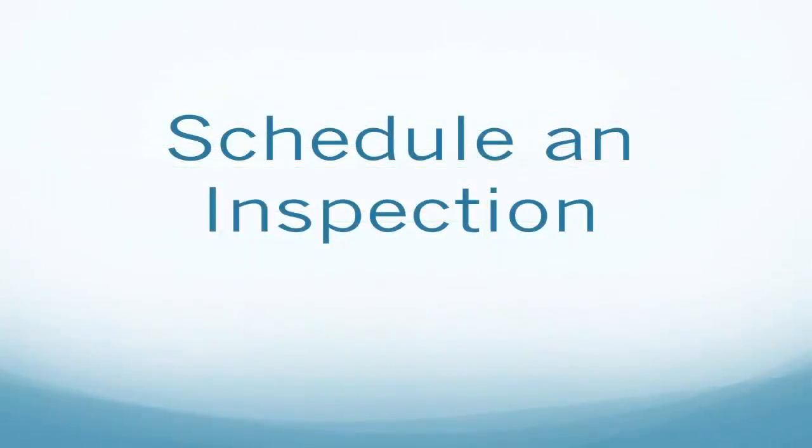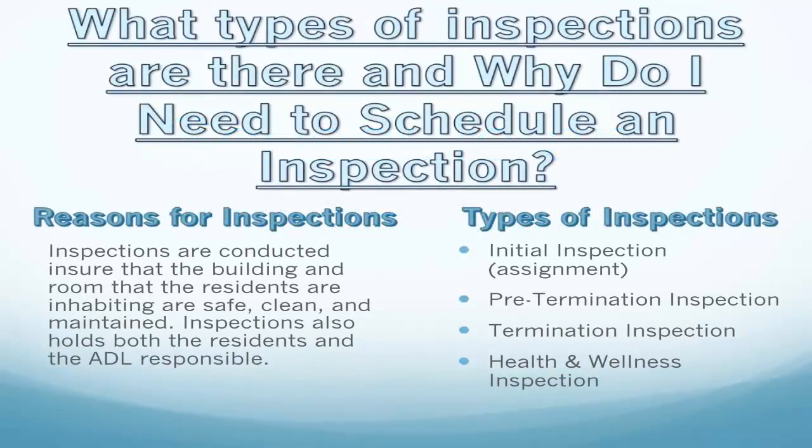This section will cover how to schedule an inspection within EMH. Inspections are conducted to ensure that the building and room that the residents are inhabiting are safe, clean, and maintained. Inspections also hold both the residents and the ADL responsible. There are many types of inspections, but as an ADL here at OSAN you will most likely deal with the following inspections only: initial inspections, pre-inspections, termination inspections, and health and wellness inspections.